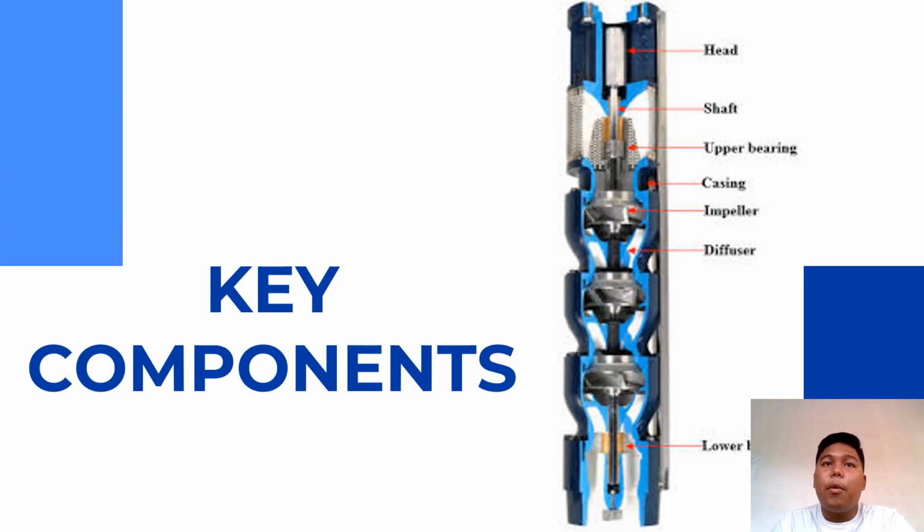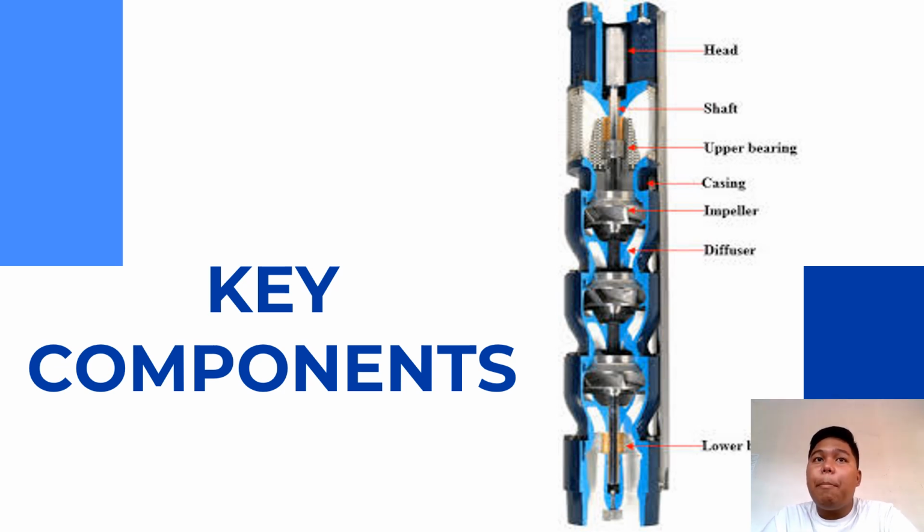So here are the key components. First, the impeller. The impeller is the heart of the pump. It is responsible for creating the pressure that moves the liquid. Next, the head. It represents the energy imparted to the fluid by a pump and is crucial for determining the pump's performance in lifting water to the desired elevation.